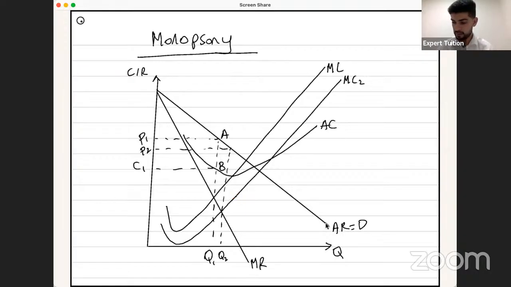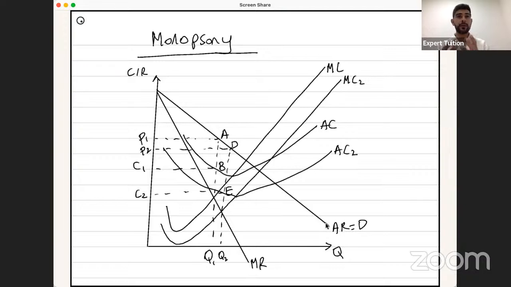So somewhere like here we'll do like that, AC2. And again, because I now know the output level, so basically Q2, you go from Q2 until you hit the AC curve, and this is C2. And this is D, and this is E.